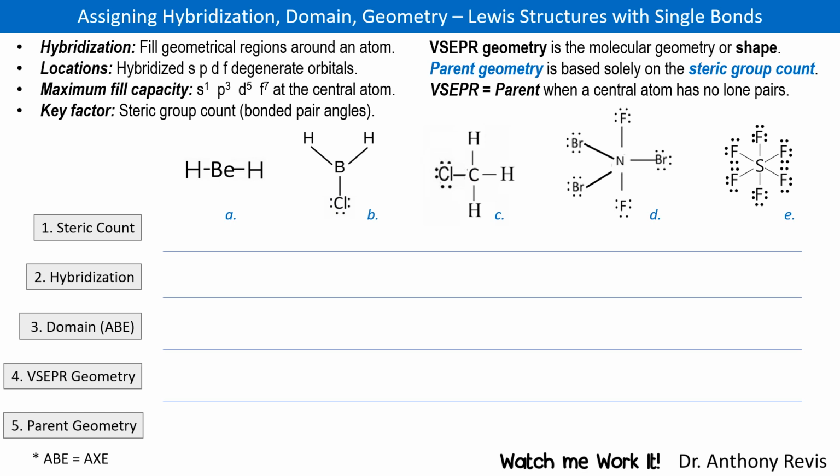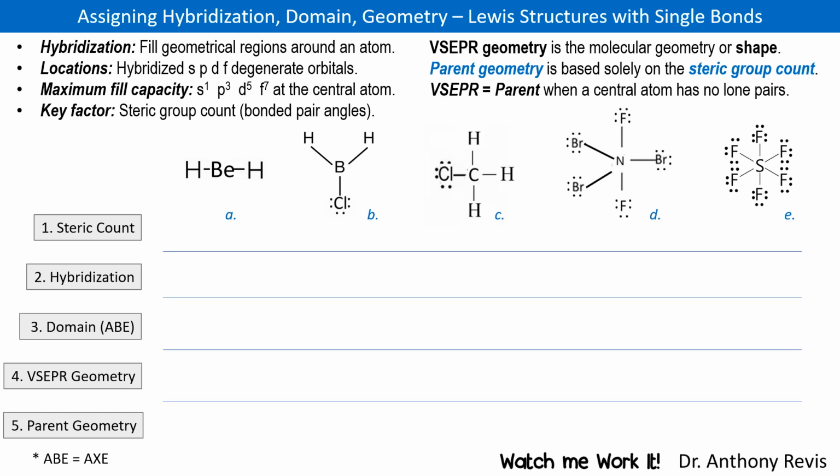Before we work these problems, let's review a few basic principles to keep in mind. First, when we talk about hybridization, you're talking about filling geometrical regions around an atom. You want to fill that geometrical region around an atom. You see it as a 3D atom and it has that space. There is an organized electronic filling of that space.